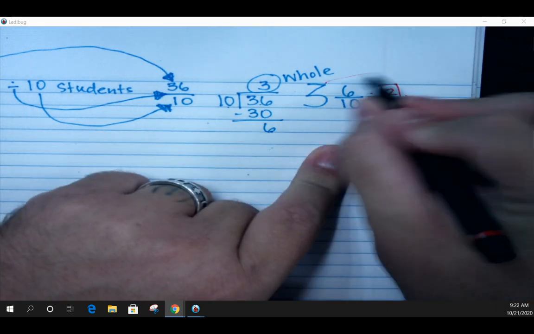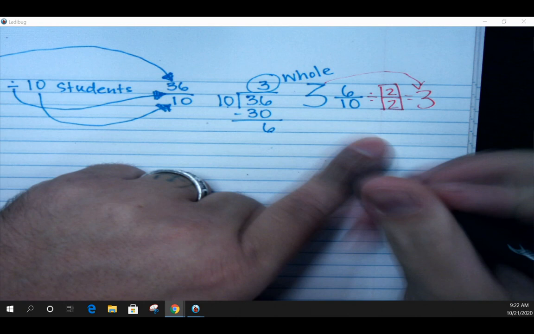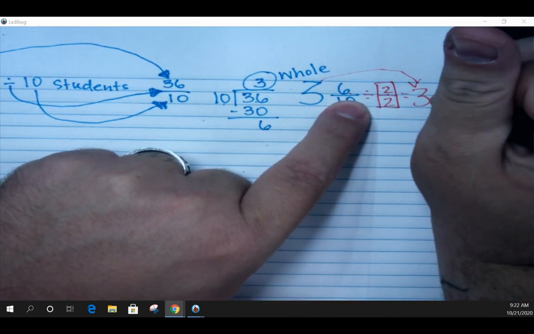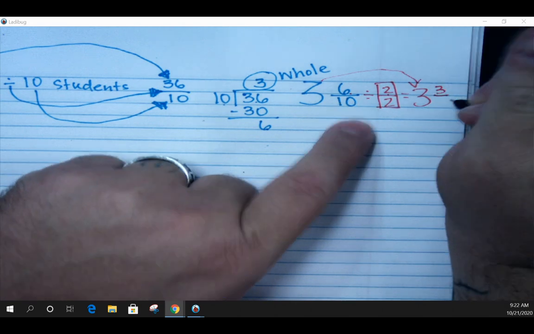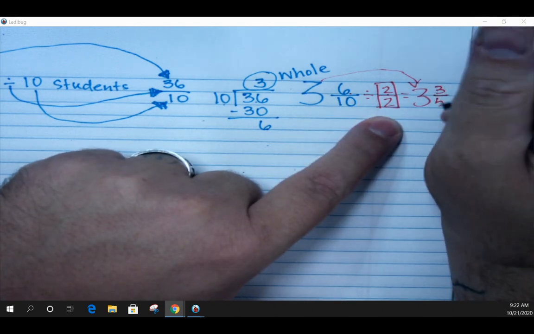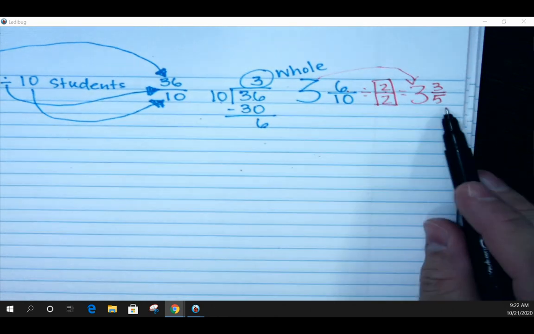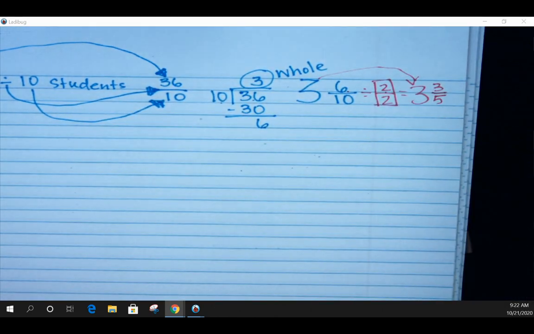6, you got to remember to bring your 3 over. 6 divided by 2 is 3. 10 divided by 2 is 5. I know that 3/5 is simplified because they're both... No, they are both odd, but that's not why. What kind of numbers are 3 and 5? They're prime. All that will go into both of those numbers is 1 in their self. It can't get any smaller. Okay?